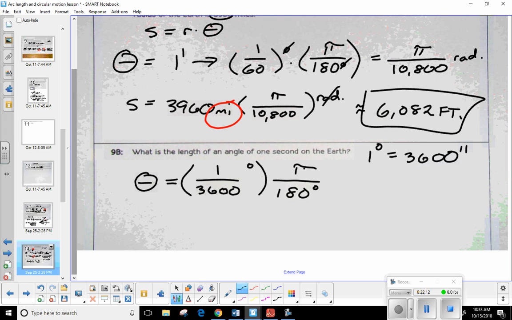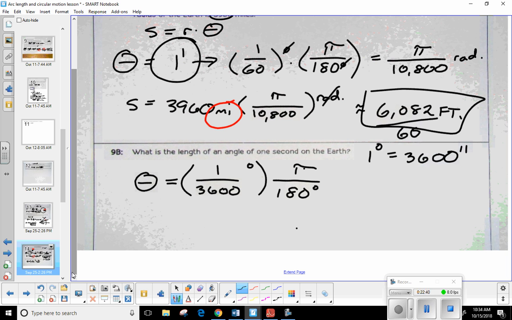But does anybody know what's that shortcut that I was referring to? Because the previous problem was doing what? 1 minute. Now we're doing 1 second. Oh, not multiply by 60. Divide by 60. If you take your previous answer and divide by 60, you'll get the exact same answer that you would down here. Okay.